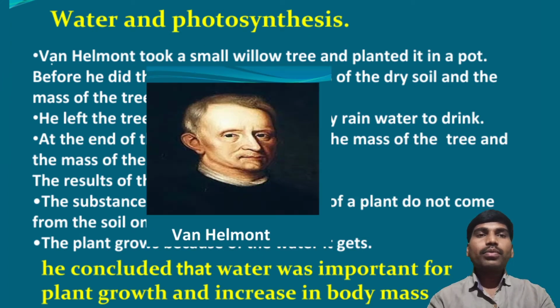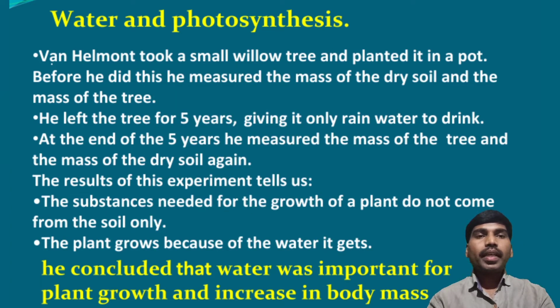Van Helmont is one of the famous scientists. He conducted so many experiments. He conducted one experiment related to water being essential for photosynthesis. He conducted the experiment with a small plant. He took a small plant and planted it in a small pot.